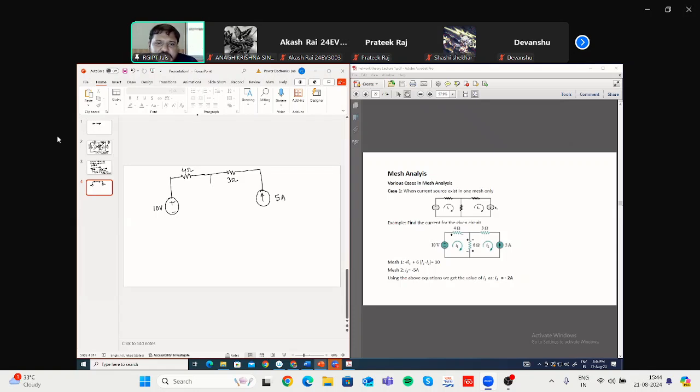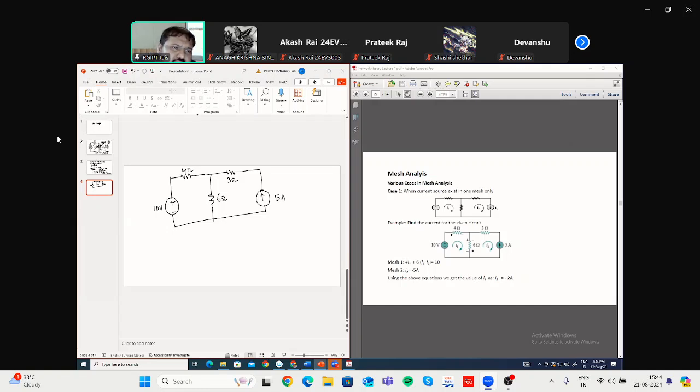There is another resistance of value 6 ohm, and it is coming like this. Now what you have to do? You have to find out the currents in both the meshes. First, you have to identify the mesh.